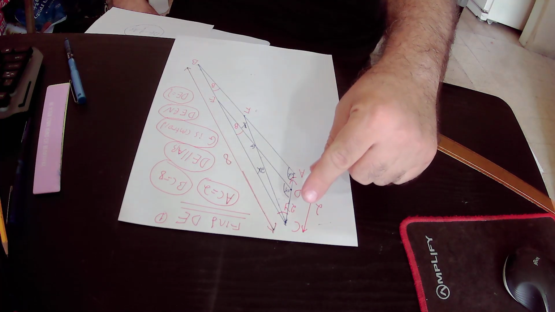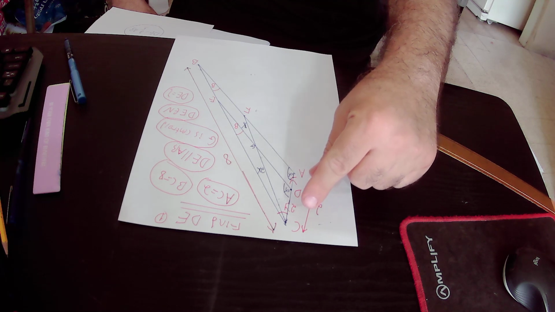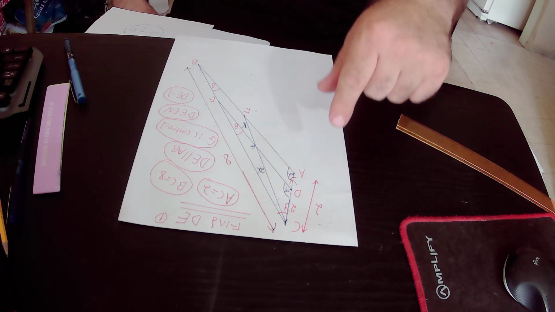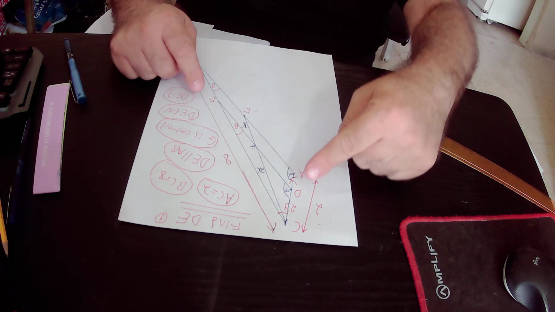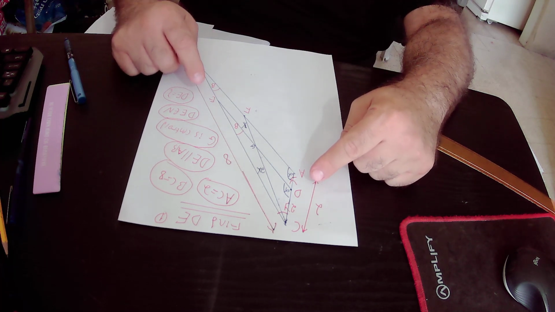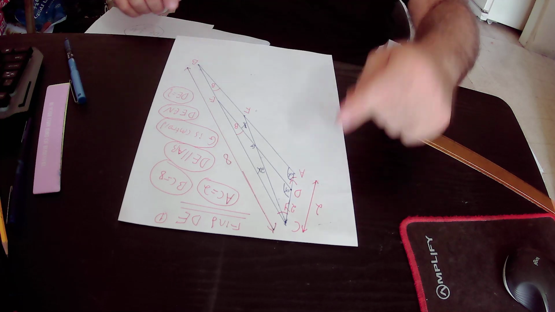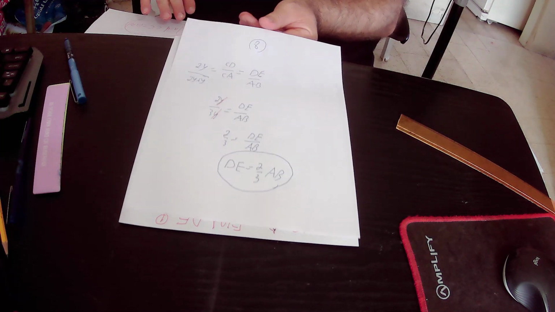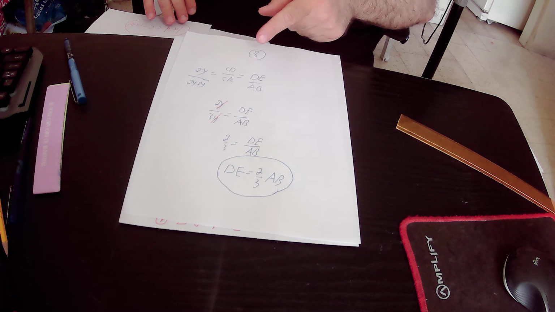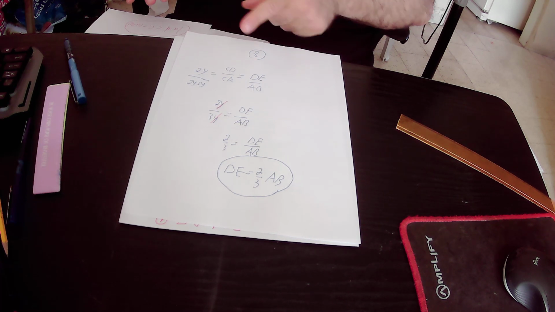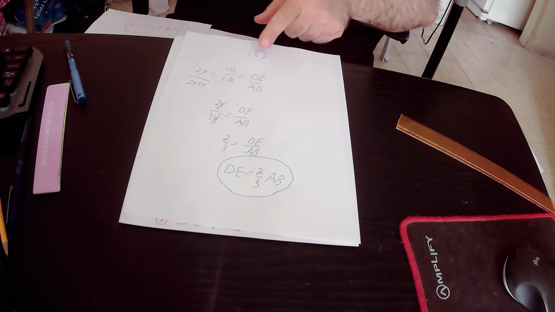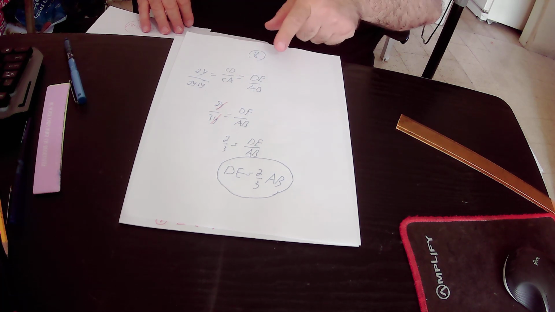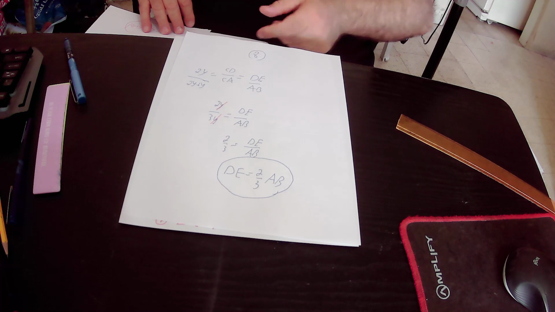So from the fact that triangle ABC is similar to triangle CDE, we can deduce that CD from triangle CDE over AC from triangle ABC is equal to DE from triangle CDE over AB from triangle ABC. Okay? The following relationship is true because triangle ABC is similar to triangle CDE: CD over CA equals DE over AB.